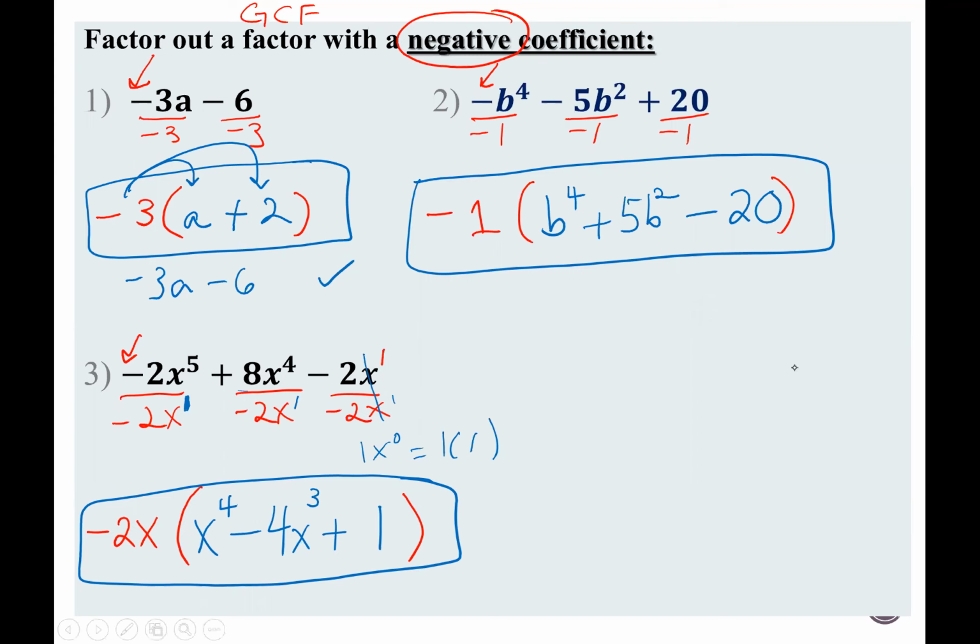All right, good. So that was kind of more of the same idea as the earlier problems. It's just that each of these started off with a term that was negative, and we were factoring out a negative as part of our GCF.